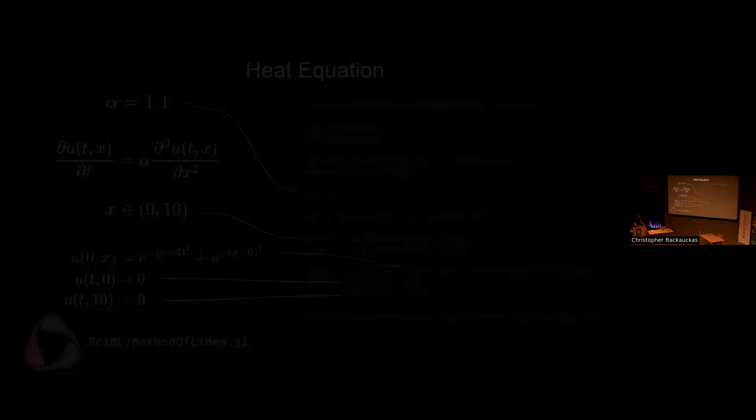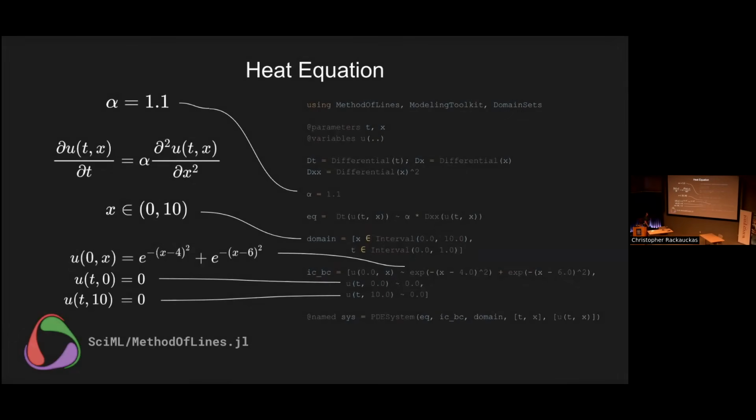I'm going to show you this example on MethodOfLines.jl, right? So here you say using MethodOfLines, ModelingToolkit, and DomainSets. So you write down your system symbolically, and you should be able to notice, alpha equals 1.1. There you go. We look just like the math, right? The derivative, so this is the differential operator with respect to t. The derivative of u with respect to t is equal to alpha times dx dx. There you go, pretty close to the math.